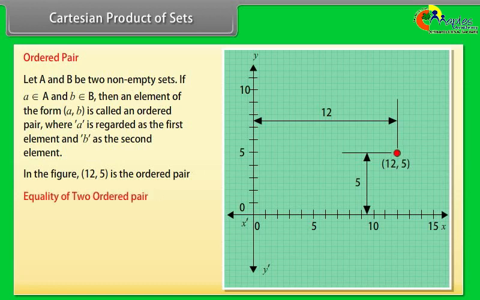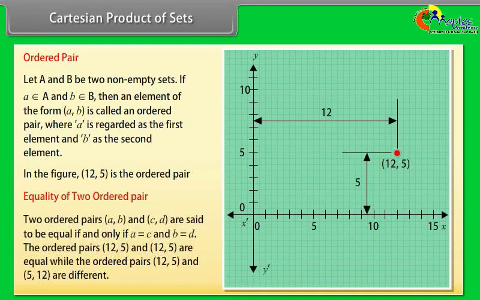Equality of two ordered pairs. Two ordered pairs (a, b) and (c, d) are said to be equal if and only if a is equal to c and b is equal to d. The ordered pairs (12, 5) and (12, 5) are equal, while the ordered pairs (12, 5) and (5, 12) are different.